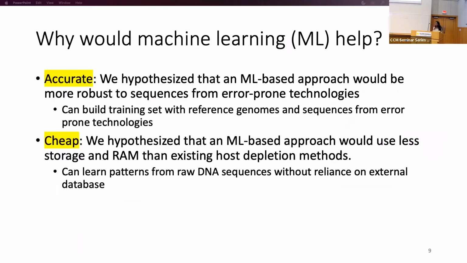So why do we think machine learning could help? We thought that machine learning would allow for more accuracy as well as cost effectiveness. For accuracy, we hypothesized that an ML-based approach would be more robust to sequences from error-prone technologies because we can build a training set with reference genomes and sequences from error-prone technologies. We also hypothesized that an ML-based approach would use less storage and RAM than existing host depletion methods because we can learn patterns from raw DNA sequences without the reliance on an external database.